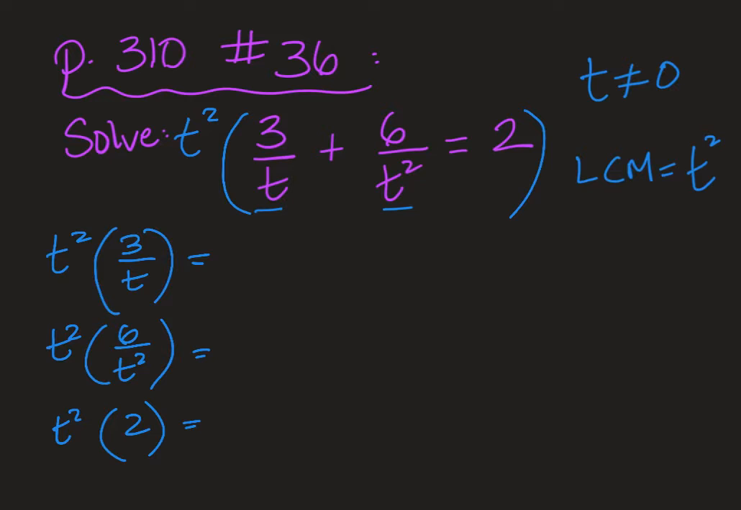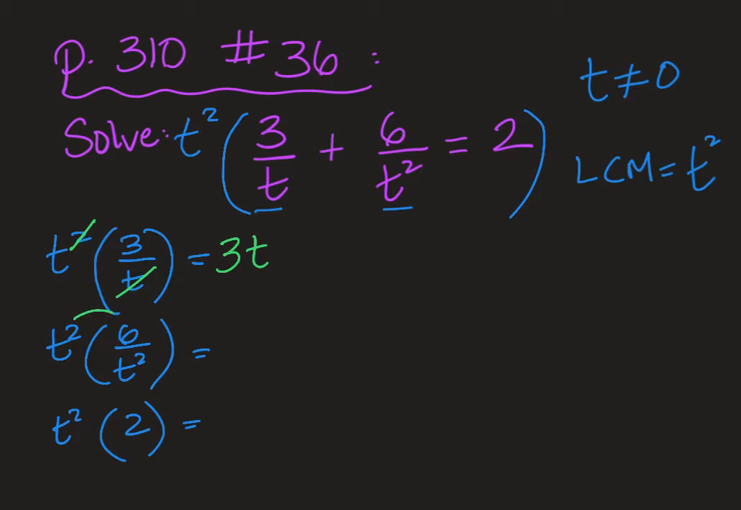A good thing to try on these is pausing the video right now, seeing if you can get those terms so you can see where you're at. When I do the t squared times 3 over t, this t on the bottom drops with one of these, because this is t times t. I'm just going to drop the exponent, so I only have a t to the first power left. When I multiply my two numerators that are left, I get a 3t.